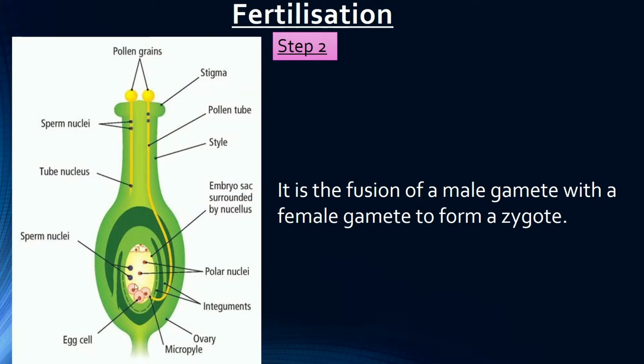The male gamete fuses with the egg, or female gamete, in the ovule. A zygote, or single-celled structure, is formed. I repeat, a zygote, or single-celled structure, is formed. This zygote develops into a new plant, and thus fertilization takes place.